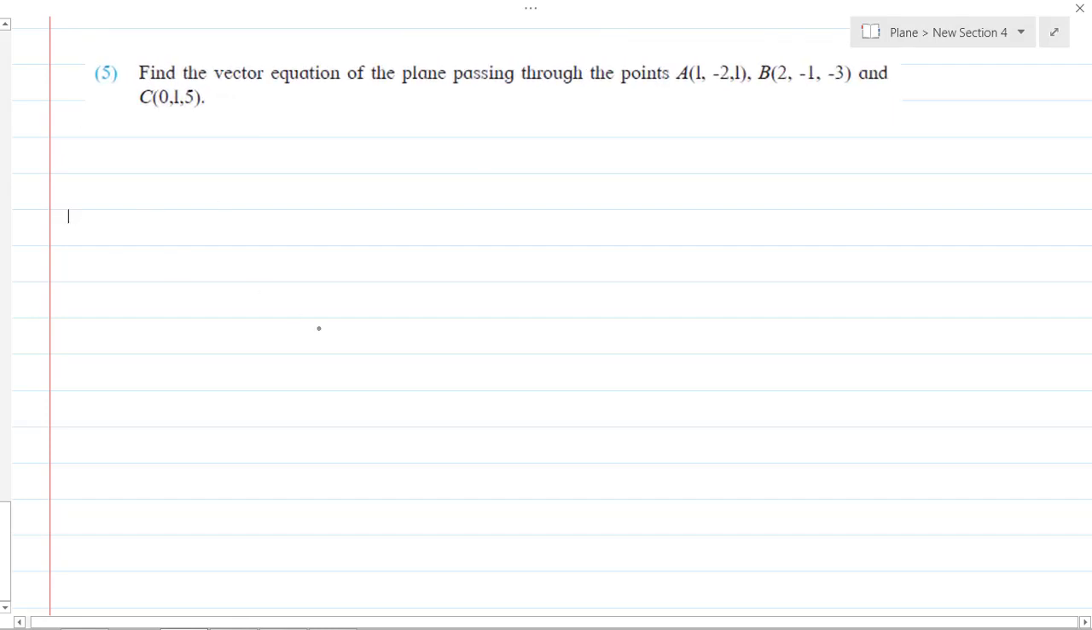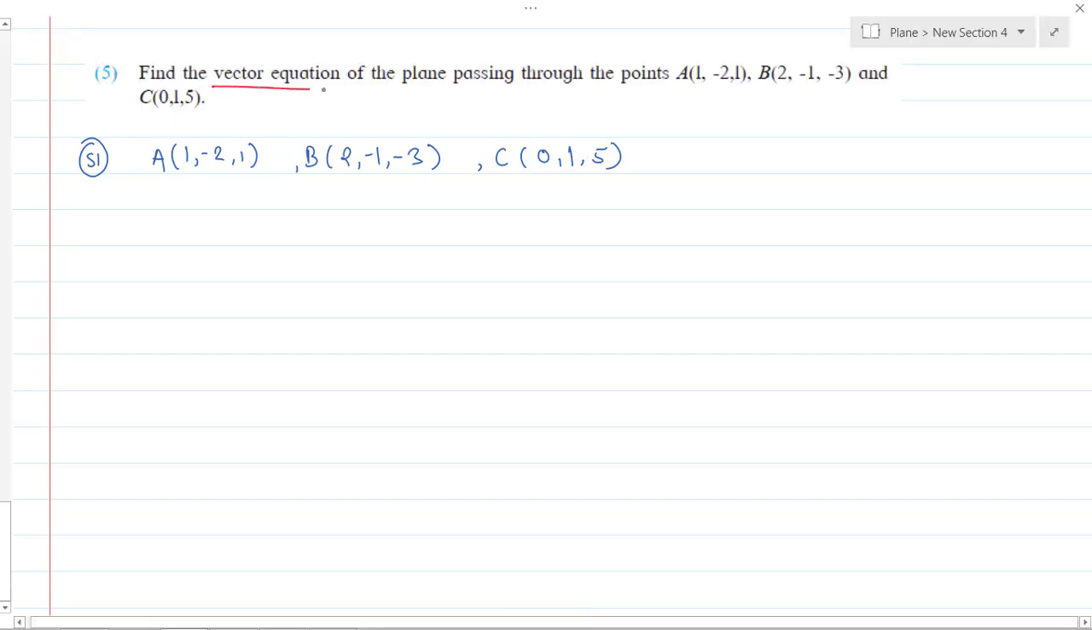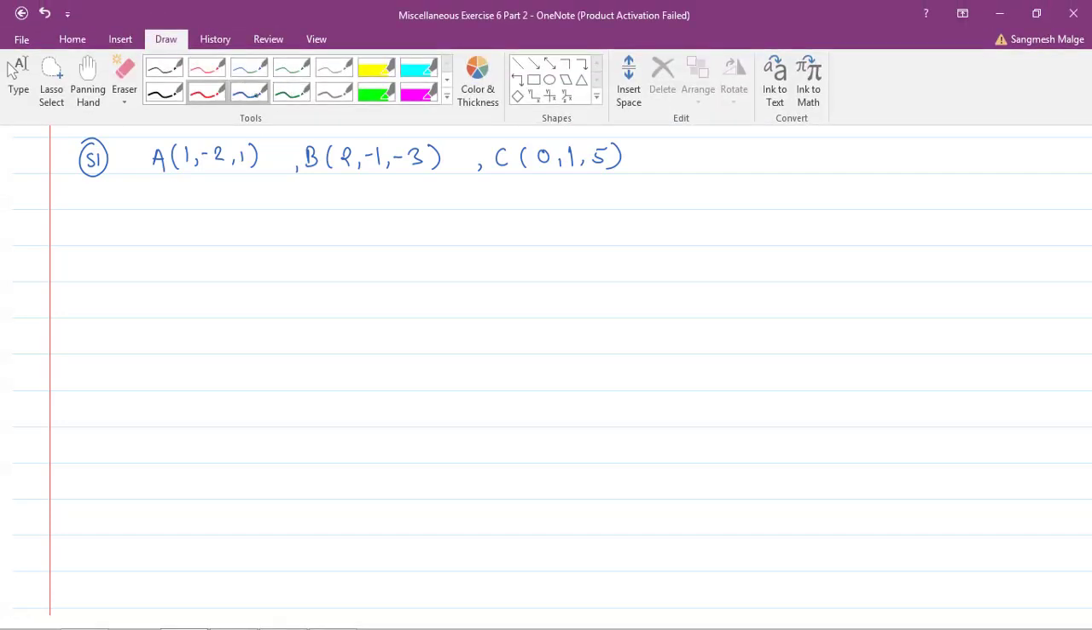Good. So what is the first step now? Write down the given information, which is nothing but A is (1, -2, 1), B is (2, -1, -3), and C is (0, 1, 5). क्या निकालना है आपको? I want to find out the vector equation of the plane passing through these 3 non-collinear points. Okay, so कैसा करोगे आप?